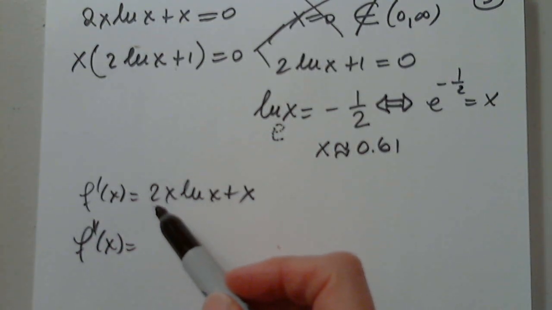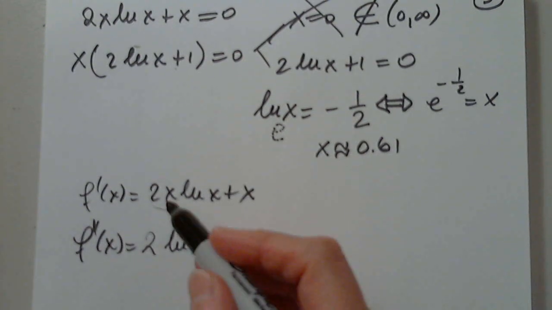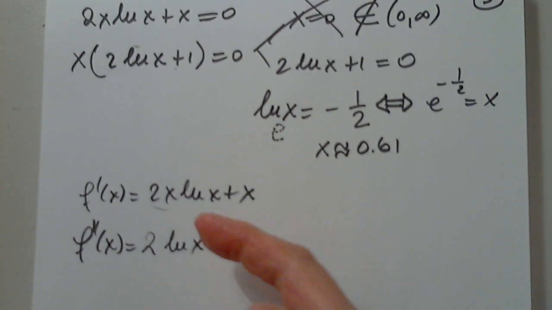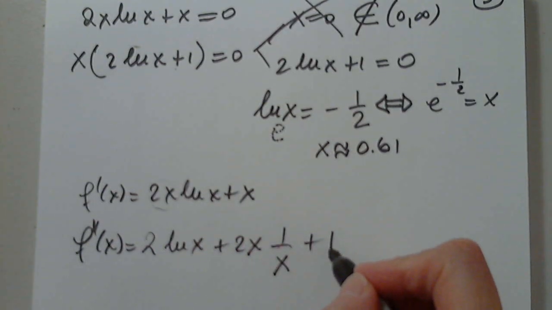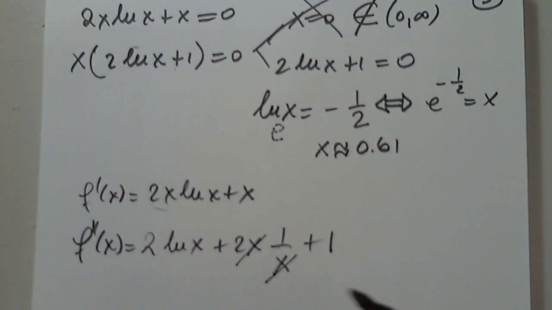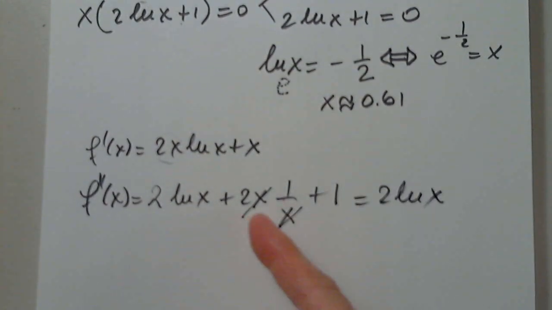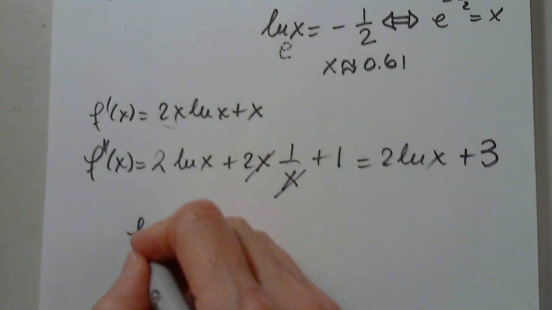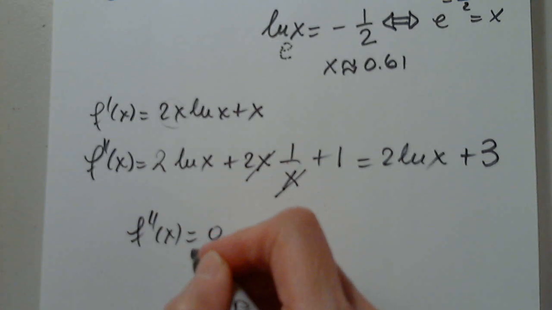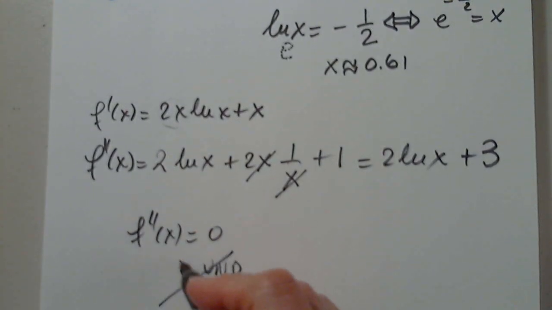First function prime 2 plus first function times the second one prime plus x prime, which is 1. So the answer here is 2 natural log x plus 3. Can the second derivative be 0 or undefined? It's undefined at 0, but so is the function.